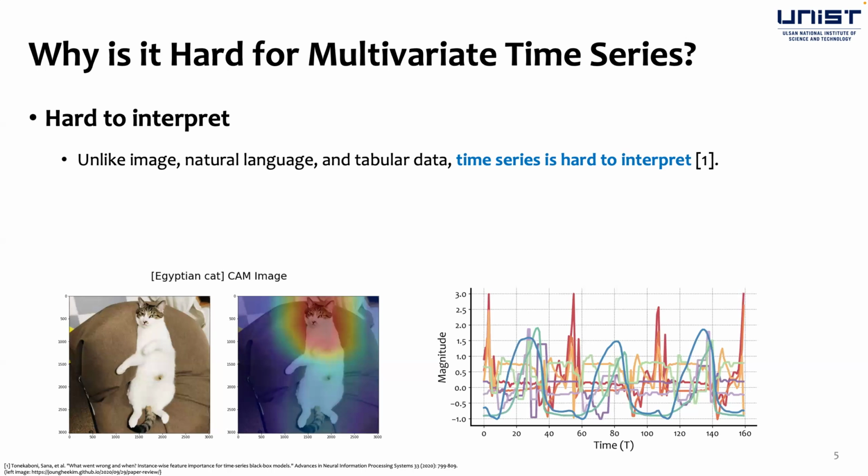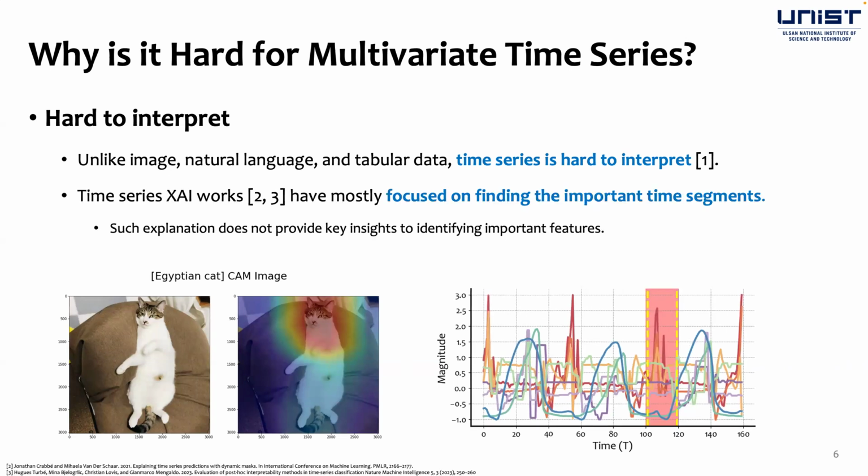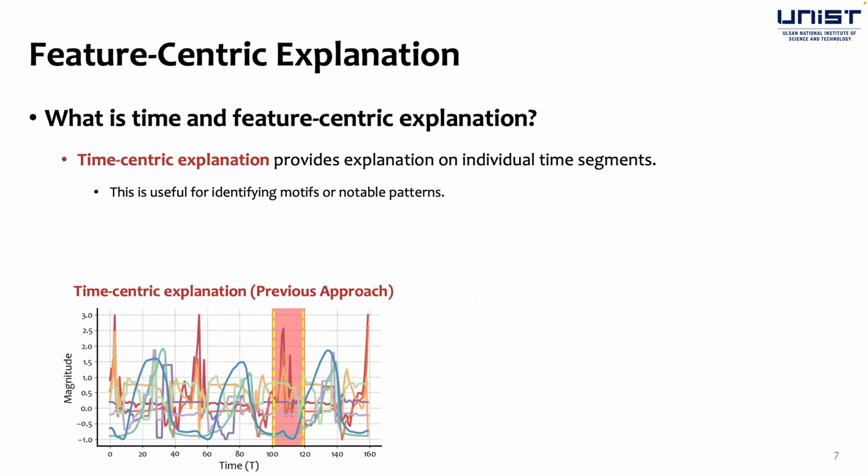But there are several difficulties in explaining and interpreting multivariate time series compared to different data modalities. Consider this image of a cat. When a model classifies this cat as a cat, we can overlay the attention map over the cat and easily see that the model is looking at the right features. But for time series, even if you highlight the important time segments, which most time series XAI methods have been focusing on, we don't truly understand what's going on.